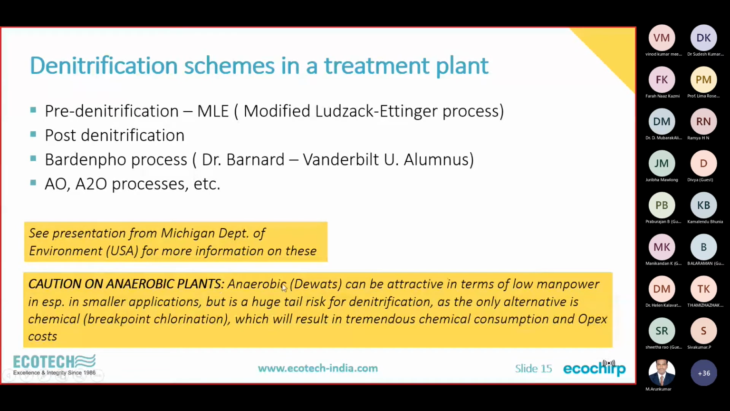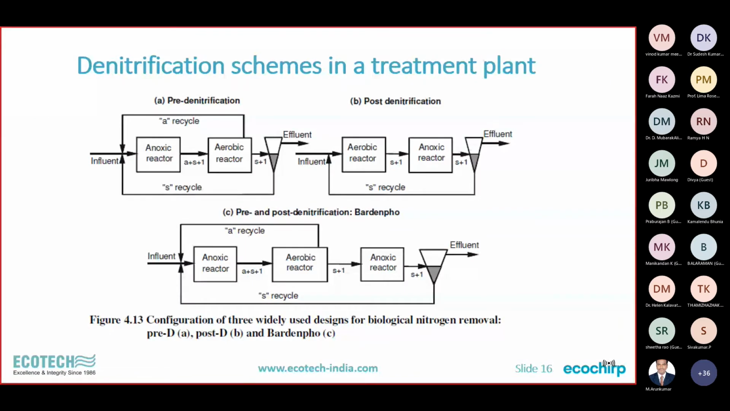As I said, caution on anaerobic plants. Anaerobic plants can be attractive in terms of low manpower in these micro STPs, but it's a huge tail risk for denitrification, as the only alternative chemical option is breakpoint chlorination, which will result in tremendous chemical consumption and OPEX costs. So these anaerobic plants, the Dewats system, the ANBR system, we now limit to 30 to 40 KLD only. Beyond that, it is not economical. We go for the conventional aerobic systems, but we will design the aerobic system for 12-hour operation, maybe, not 24/7 operation. So these are some of the denitrification schemes, typically, which we see.